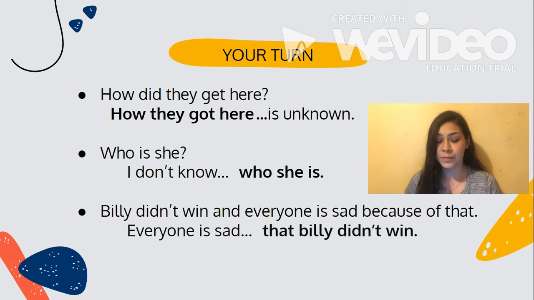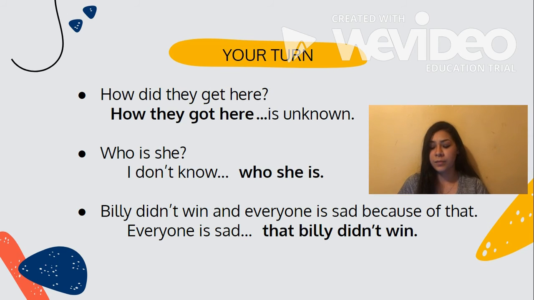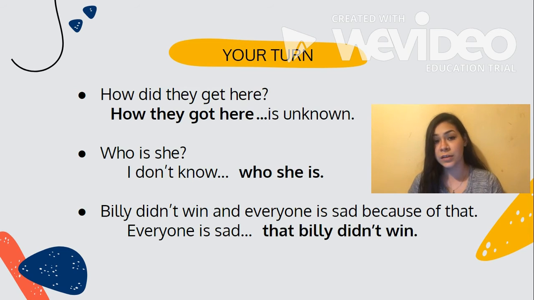The third one, Billy didn't win and everyone is sad because of that. Everyone is sad, blank space. The answer could be, everyone is sad that Billy didn't win. So now you know how to work with noun clauses with question words.